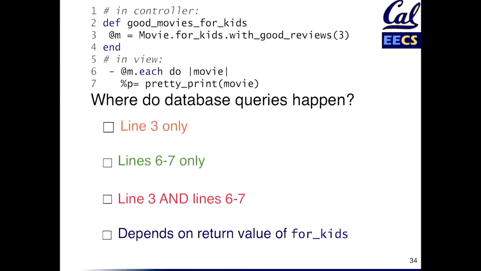So based on that, we should be easily able to answer this question, which is looking at this small snippet of code where we've got some controller logic up here and some stuff in a view down here. Where do database queries happen? Do they happen only in line 3, only in lines 6 and 7, in both line 3 and lines 6 and 7, or does it depend on the return value of the first scope because we don't know what the second scope is going to have to operate on?